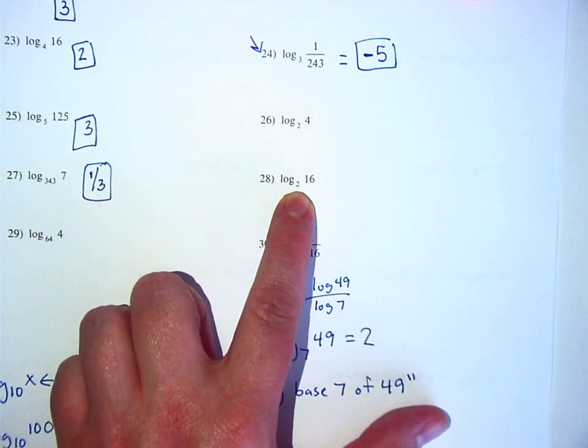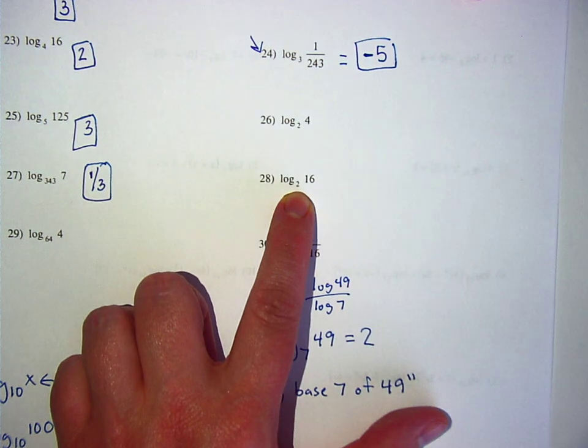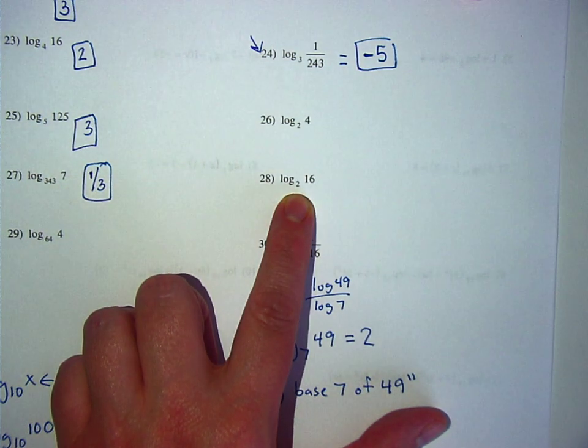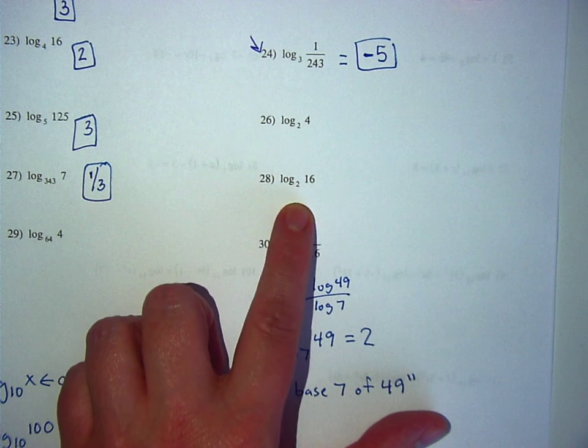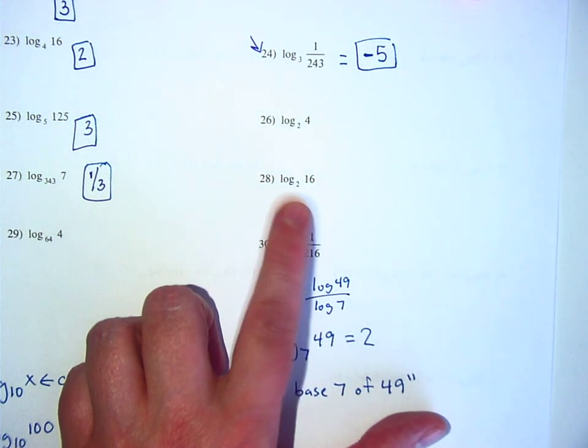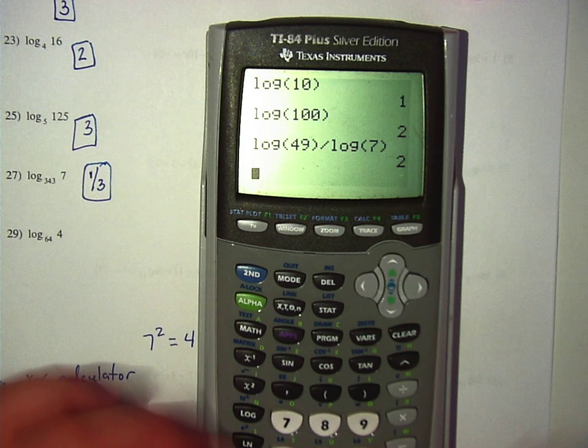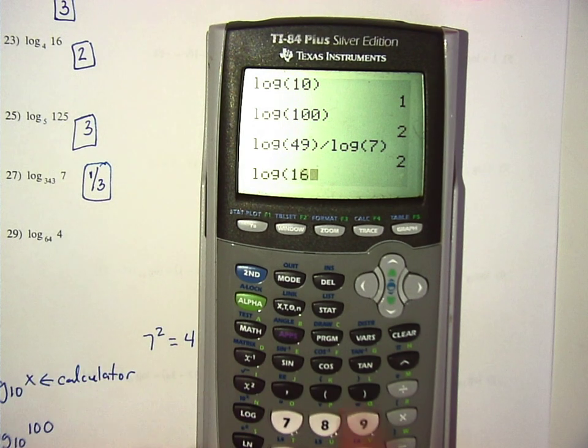Has anybody already figured out 2 to the power of what? 16. 4. Everybody write down 4 is the right answer for that one. 2 to the power of 4 is 16. And then what I want you to try right now is type in log 16 divided by log 2.